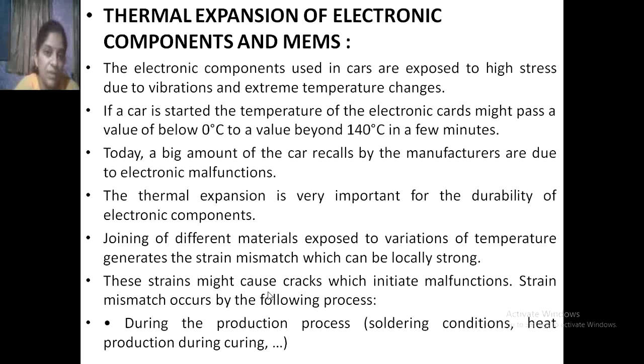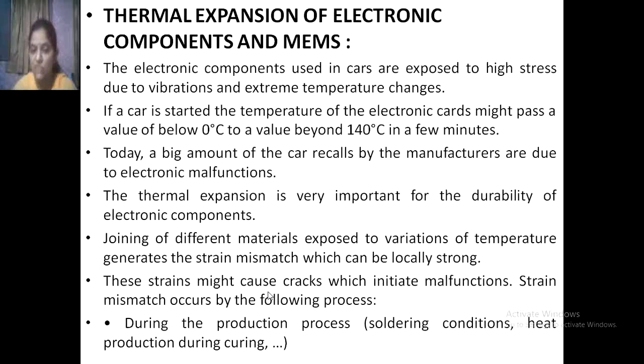So what is the thermal expansion of electronic components and MEMS? Electronic components, for example in a car, are exposed to high stress due to vibration and extreme temperature changes. The electronic cards might pass from below 0 degrees Celsius to beyond 140 degrees Celsius in a few minutes. A big amount of car recalls by the manufacturers are due to electronic malfunction.